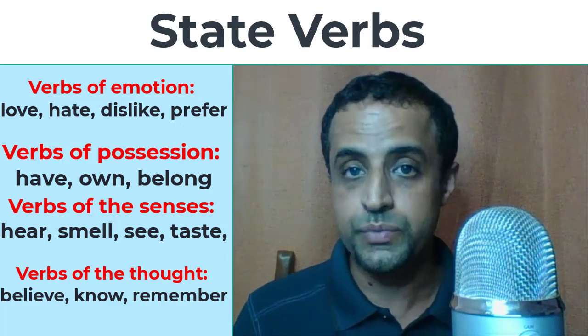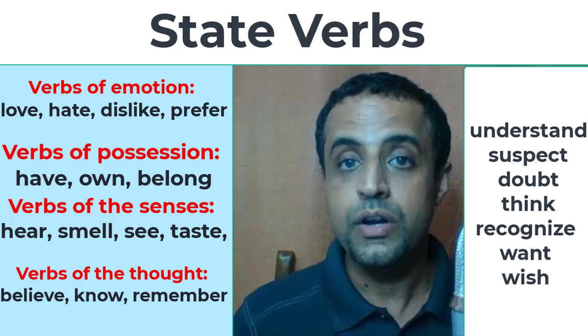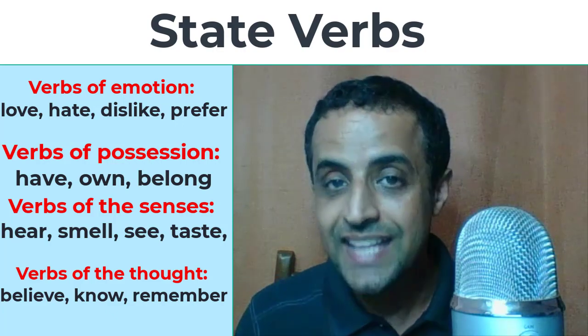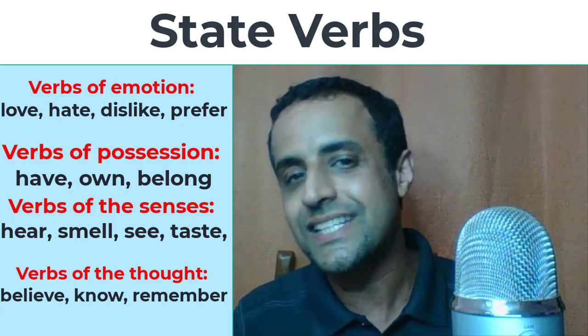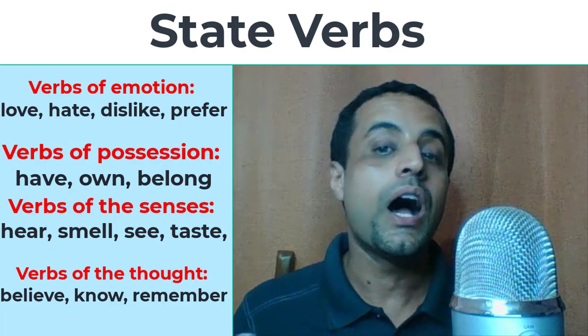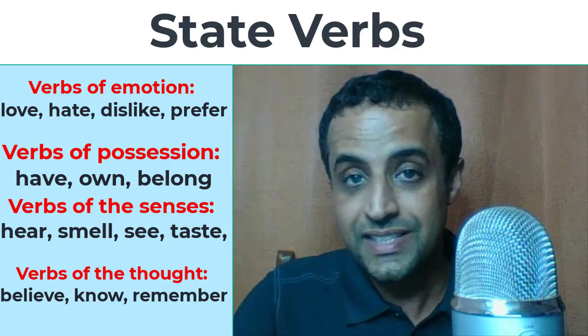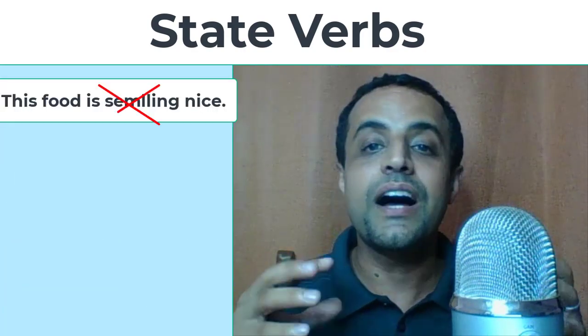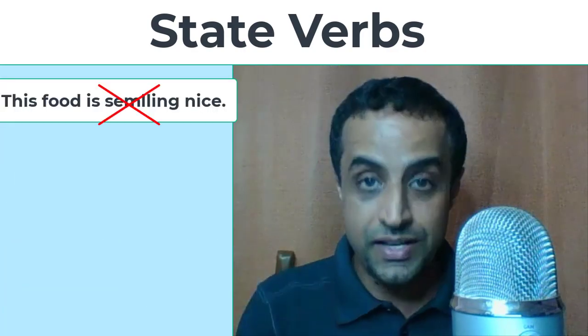All these verbs we do not use the present continuous tense with because there is no action in these verbs. So you say I remember now, I hear you, it smells nice, this food smells nice. You cannot say this food is smelling nice. This food smells nice, present simple.